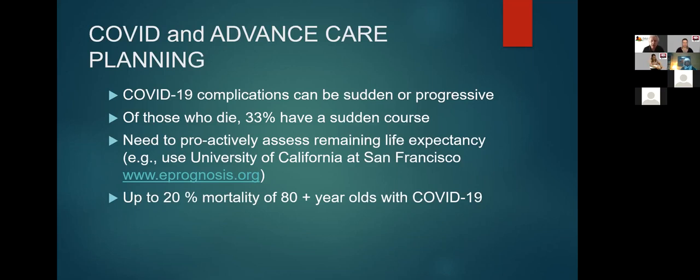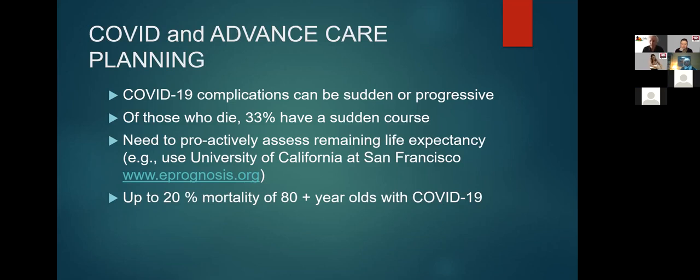So part of the process that we would highly encourage is to proactively assess remaining life expectancy. We in geriatric medicine use the e-prognosis resource, which is sponsored by the University of California at San Francisco and their geriatrics program. They have different disease states, as well as COVID. They have a COVID page too that gives you an estimate of remaining life expectancy.